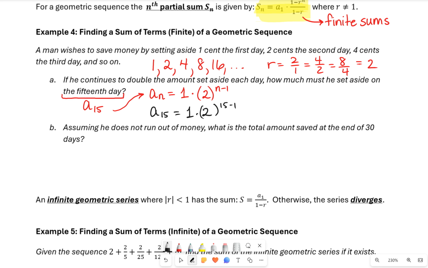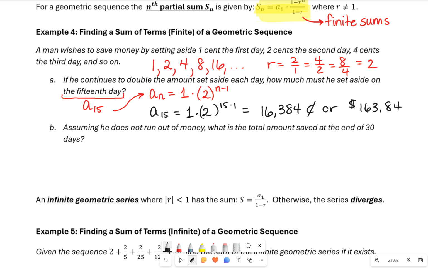And for example 4, when you type all of that out, you're going to get 16,384 cents. But if you want it in dollar amount, divide it by 100, and we get $163.84.